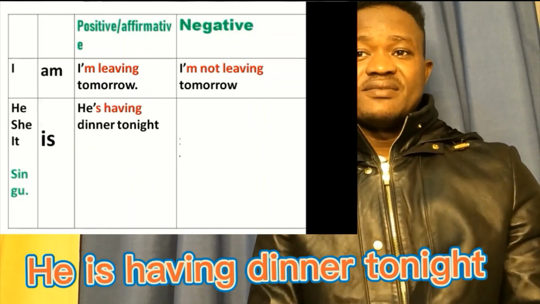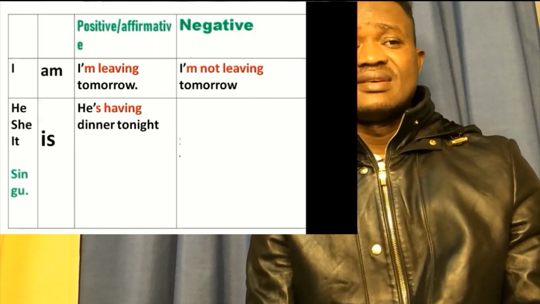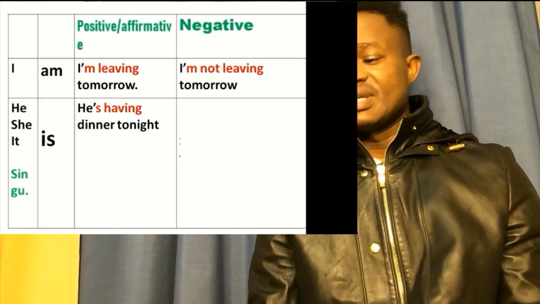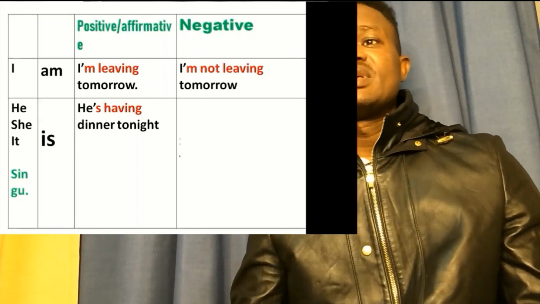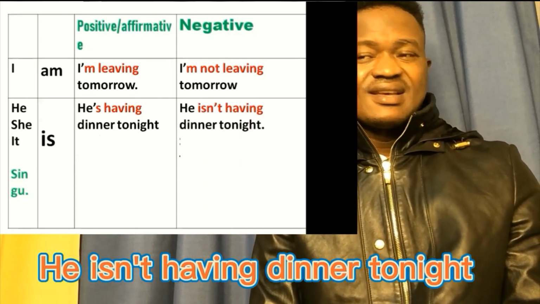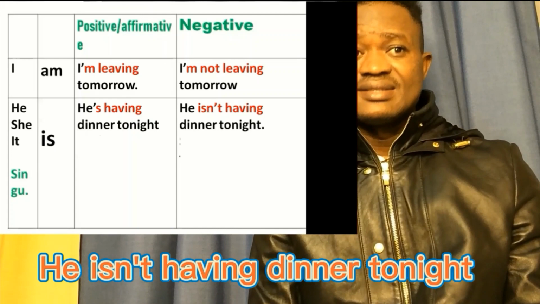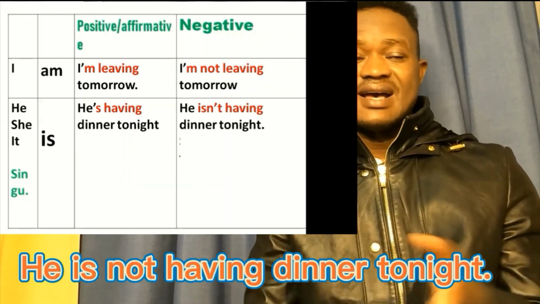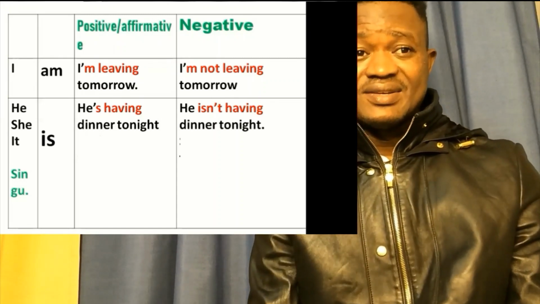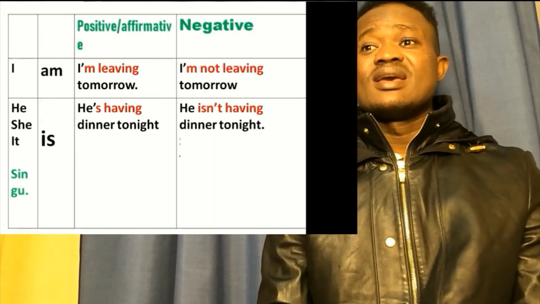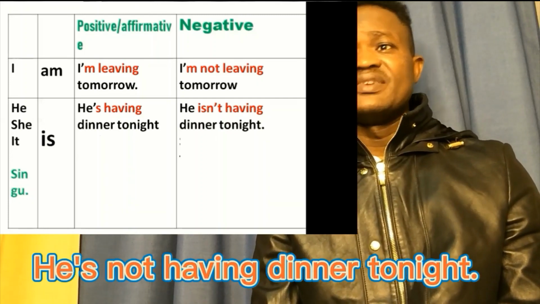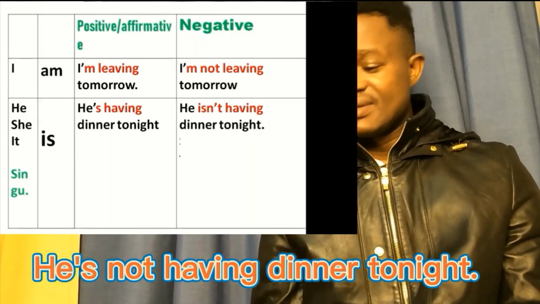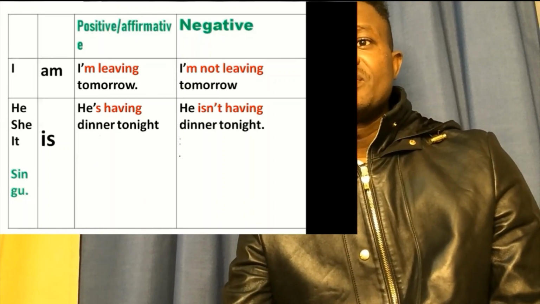He is having dinner tonight. Faster, he's having dinner tonight. Positive form. Okay, negative form, he isn't having dinner tonight. Slow, he is not having dinner tonight. Okay, we can also say he's not having dinner tonight. So these are three ways we can say this sentence. Okay, all right, let's go.